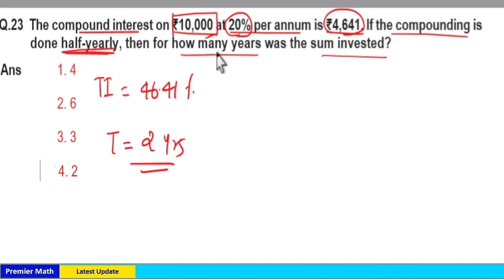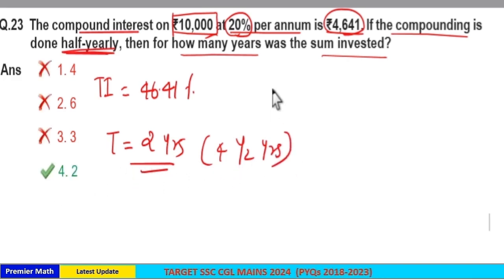If you calculate simple interest, 10 into 4, 40% is the simple interest for 4 half years. Then 46.41 should be the compound interest for 4 half years. This is 4 half years. 4 half years means 2 years. Option 4 is your answer.